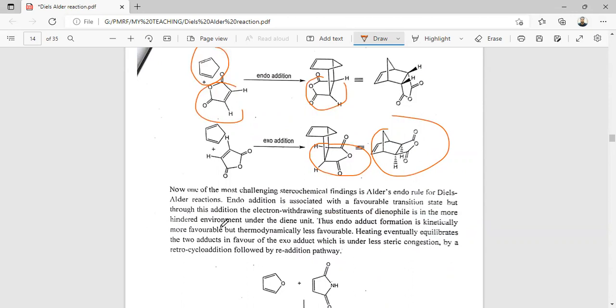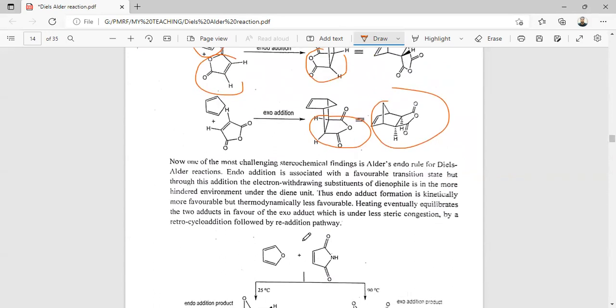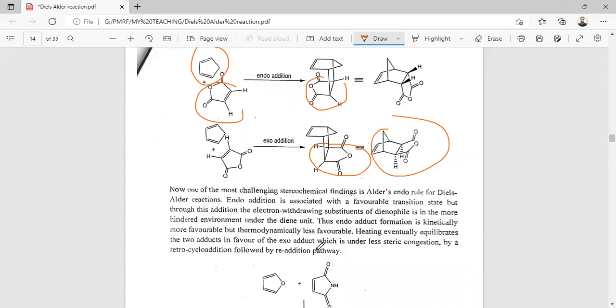So endo addition is associated with a favorable transition state, but through the addition of the electron-withdrawing substituent on the dienophile in a more hindered environment with the diene unit. Thus, the endo adduct formation is kinetically more favorable, but thermodynamically less favorable, and heating eventually equilibrates these two adducts in favor of the exo adduct, which is less sterically congested, by the retro-cyclization followed by the re-addition pathway. So that means the endo addition product is the kinetically favored product, and the exo addition product is the thermodynamically favored product.